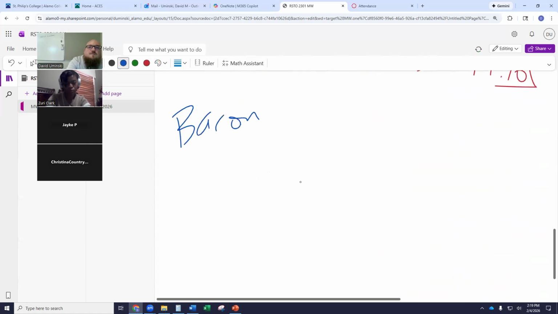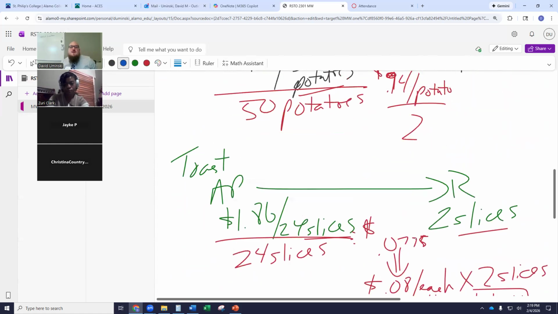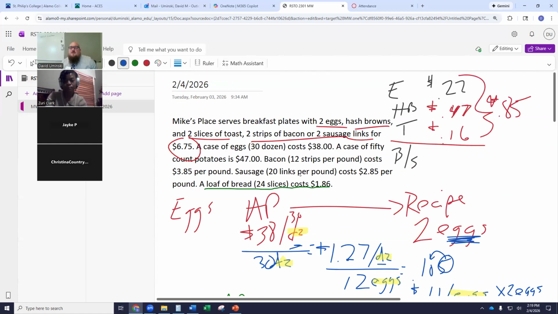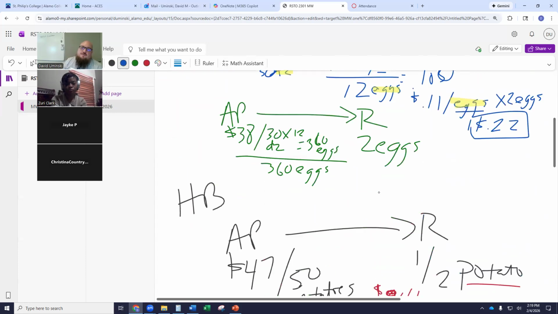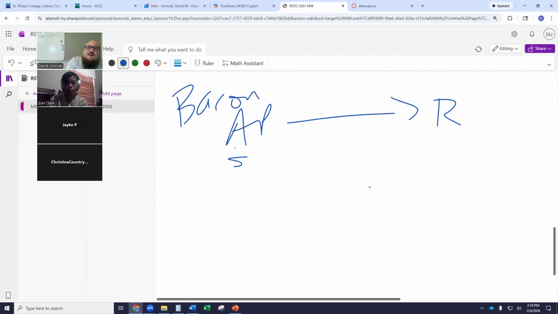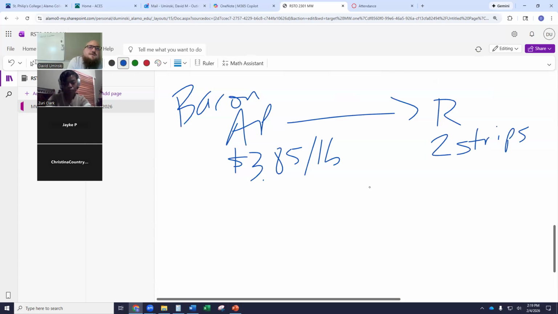AP to recipe. Okay. Our bacon, we know it's 2 strips of bacon and there's 12 strips per pound and costs $3.85 per pound. Okay. So we have $3.85 per pound and we need 2 strips. Okay. Do our units match? No, pound and strips, they don't match.